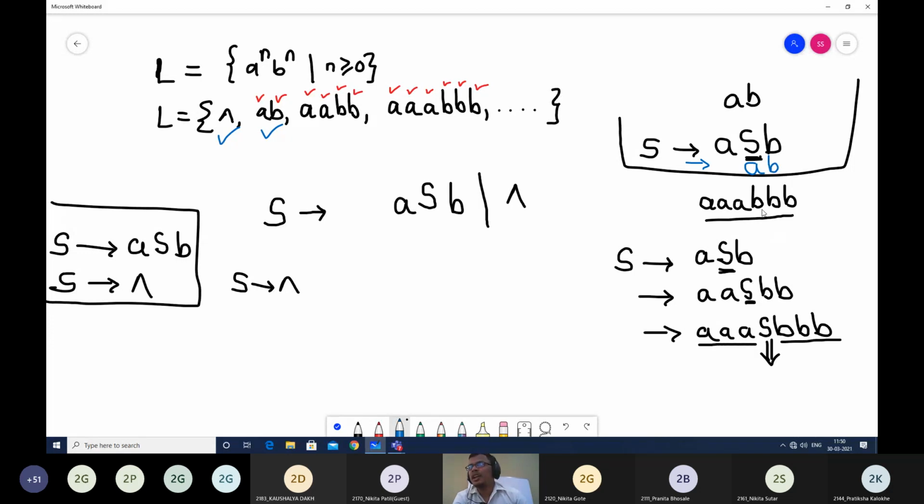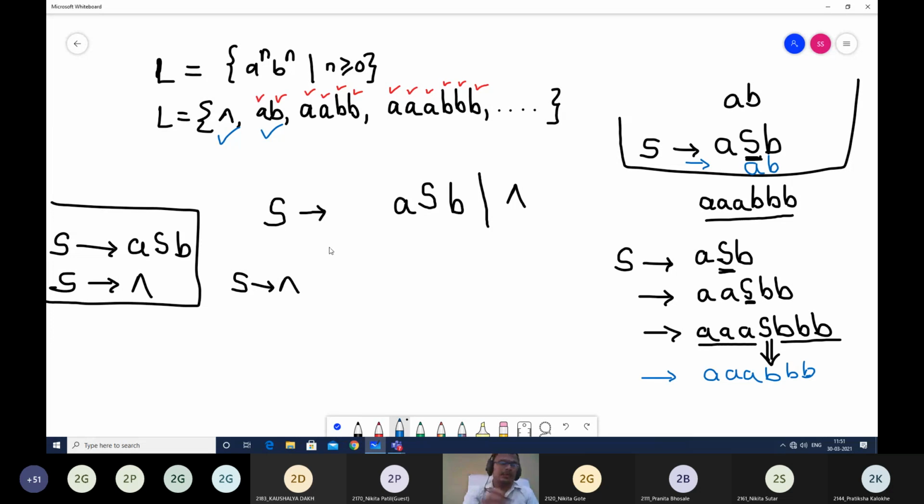What will happen to 3 A's and 3 B's? First I'll apply S gives ASB. Then again I'll apply S gives ASB. Again I'll apply S gives ASB. I'll get 3 A's, S and BBB. Then I'll apply S gives null. So once I apply S gives null, I'll get the final string as 3 A's and 3 B's.